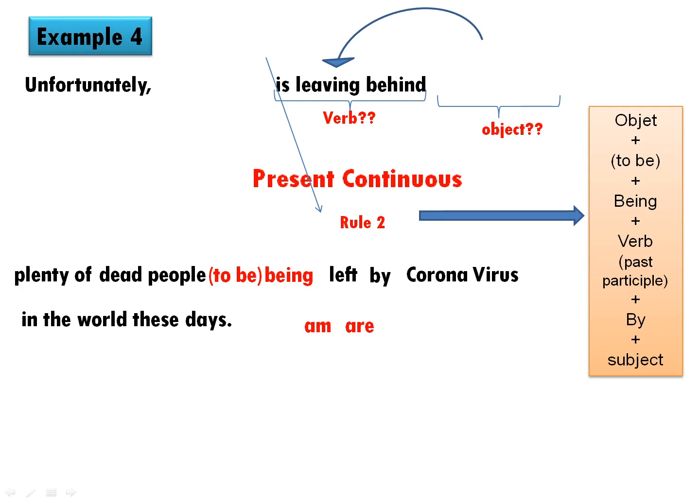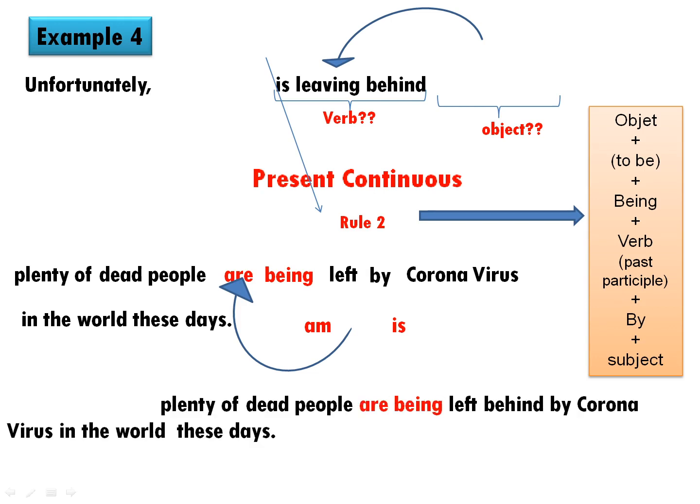Great. So to be in the present, either are, or is. Great. Wonderful. So which form goes with plenty of dead people? Okay. And we have here plenty of. Okay. So do you say plenty of dead people is being left or are being left? Okay. So the correct answer is are, because it's plural and people is uncountable, so it is are. Great. I'm sorry, people is countable, but it's irregular plural. Okay. Great. Now my sentence now is plenty of dead people are being left behind by coronavirus in the world these days.